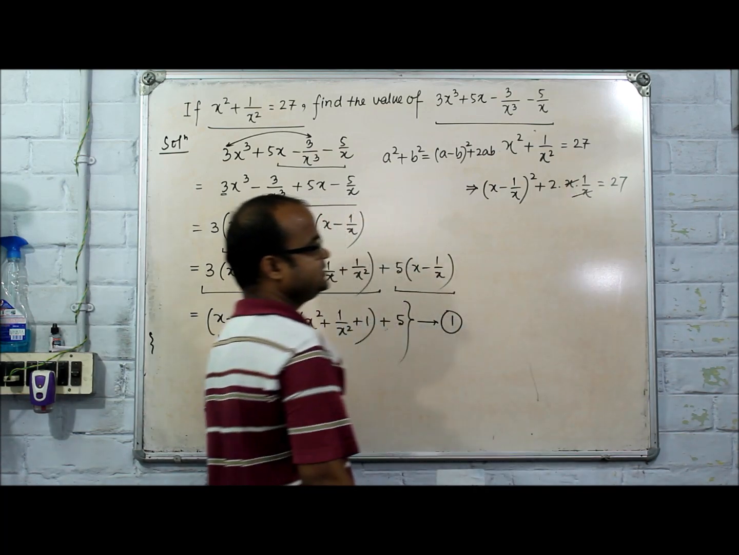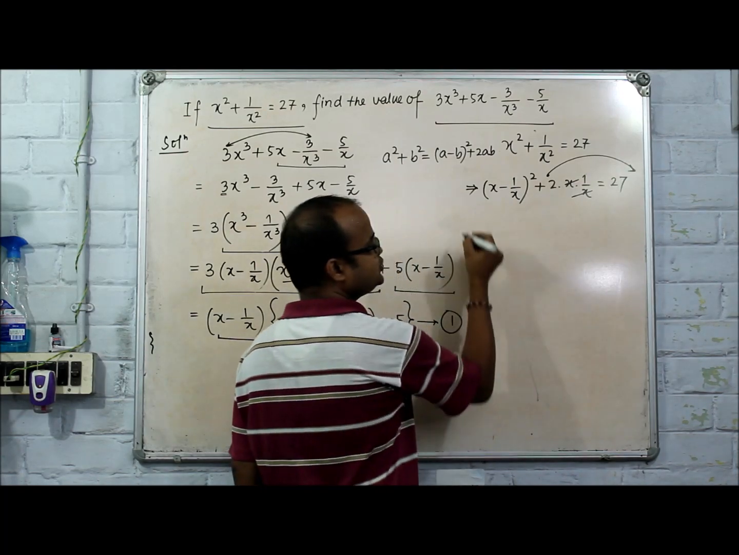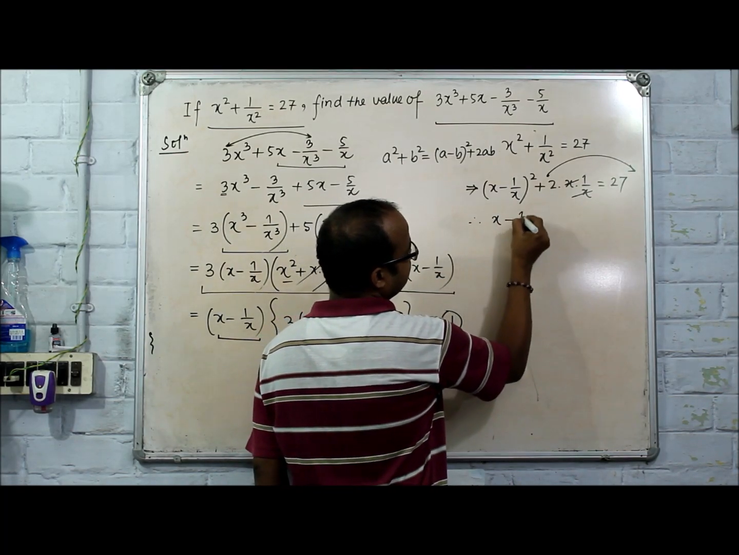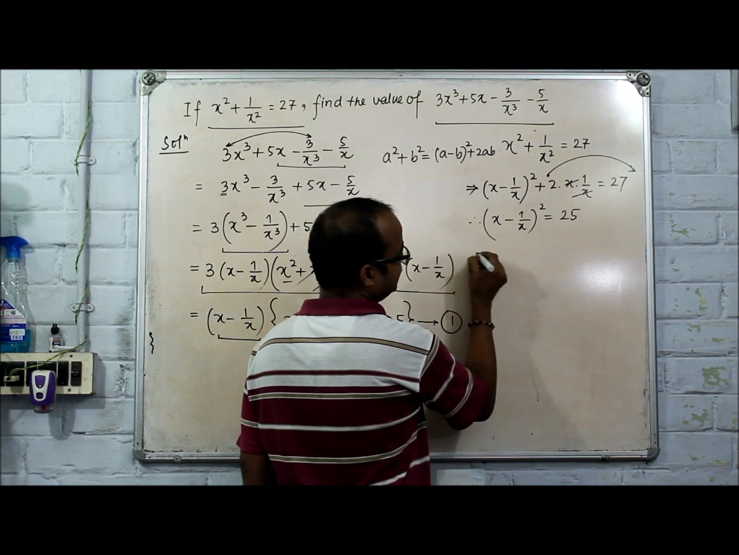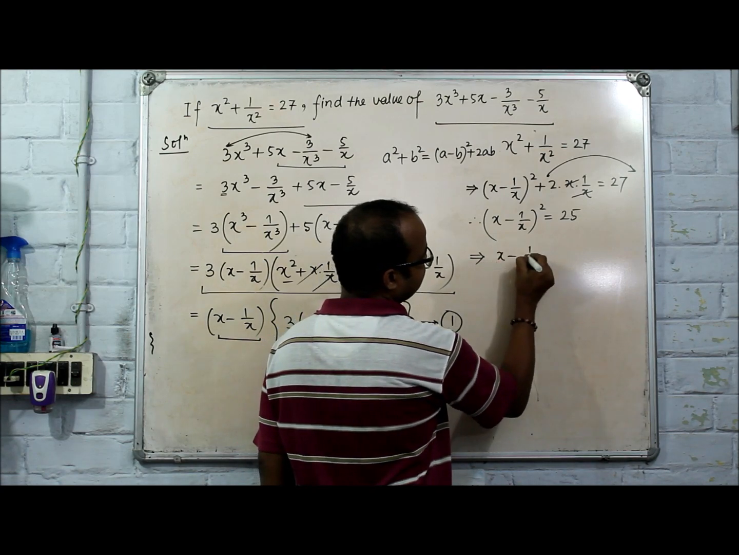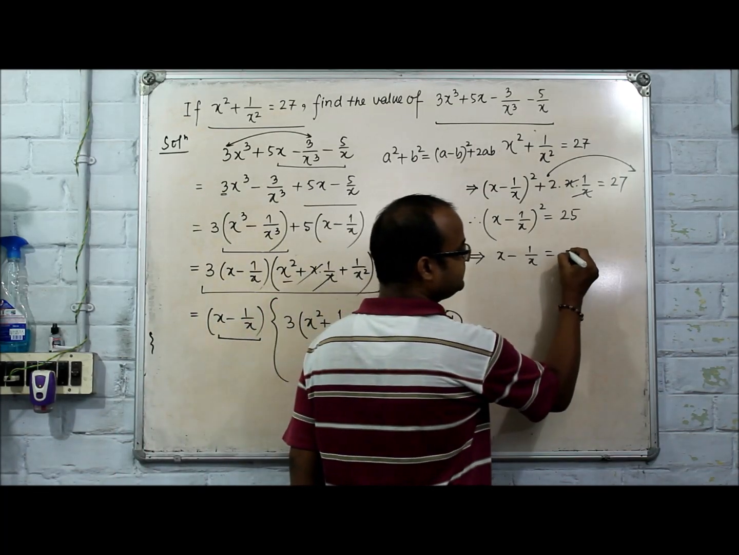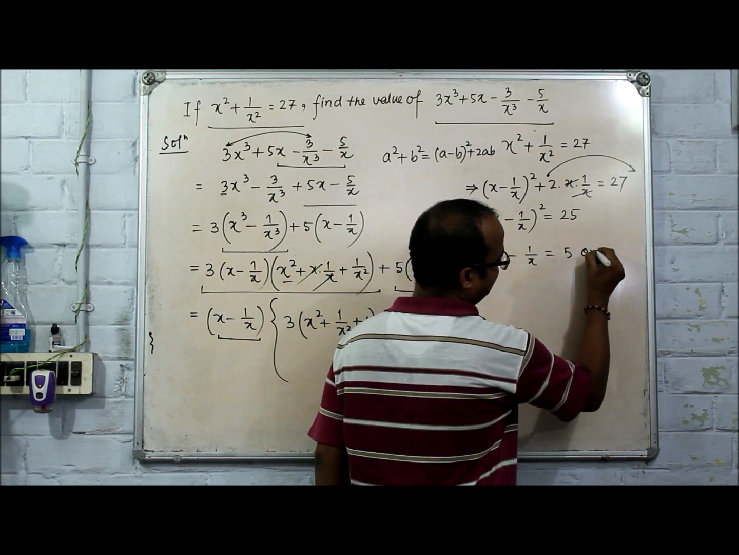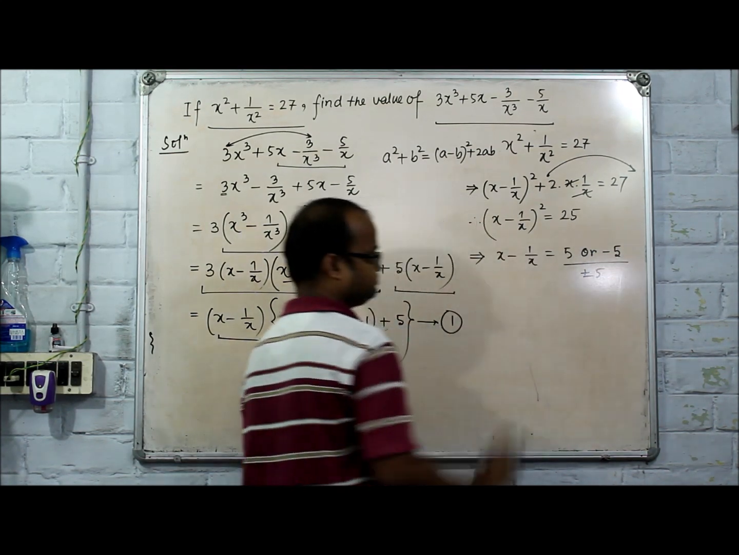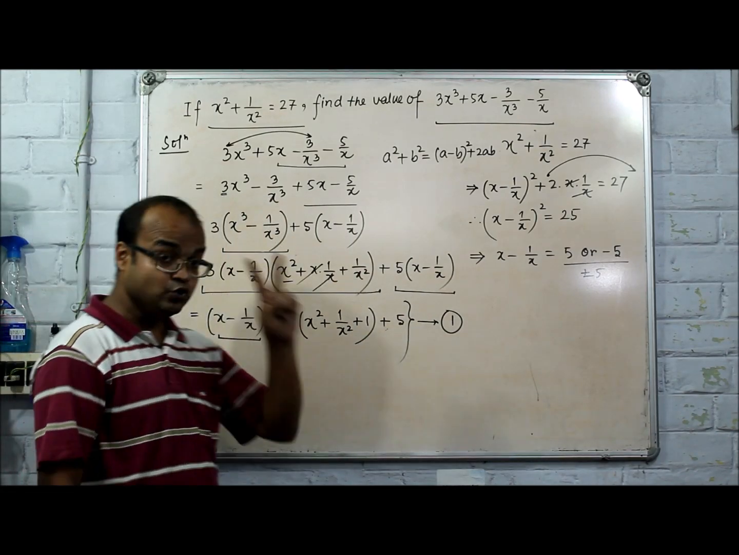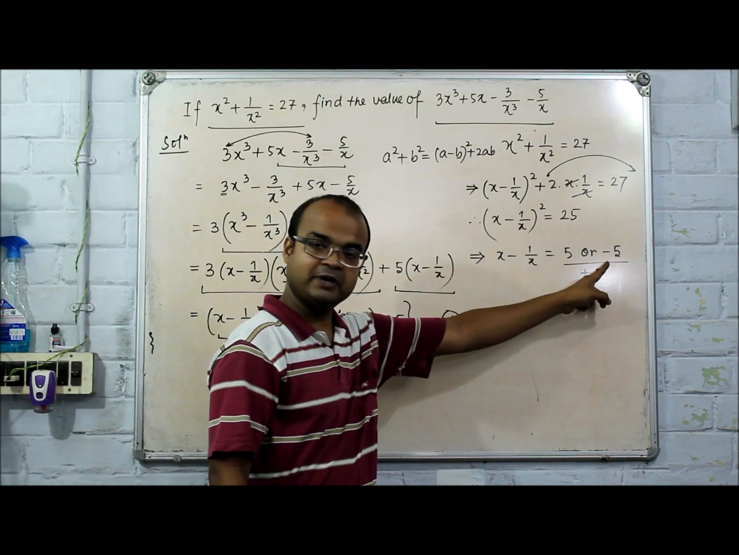This 2x, x and x will get cancelled. So this plus 2, when it changes the sign, will become minus 2. Therefore (x minus 1 by x) square is equal to 25. It implies x minus 1 by x is equal to, taking square root on both sides, plus or minus 5. Anyway, that means we are getting two values of x minus 1 by x. One is 5 and another is minus 5.